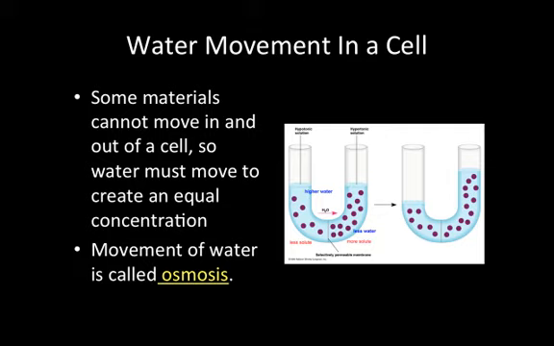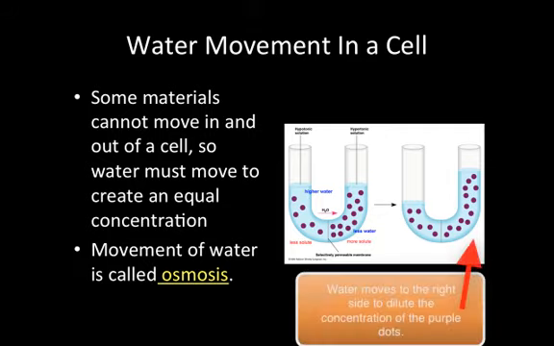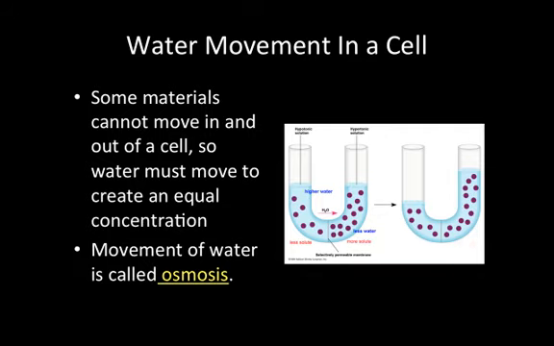Well, what happens is that since we can't move the purple dots to the left side to even out the concentration, we have to move the water to the right side. And what that does is even out the concentration, the number of purple particles per amount of water. Yes, there are still more purple particles on the right side, but there's more water to lower the concentration. So this movement of water is called osmosis. You've probably heard the term osmosis before, which is used to filter out chemicals and things like that in water systems.